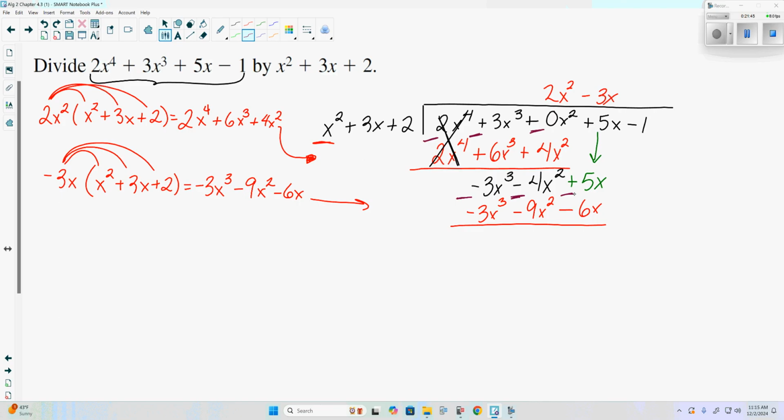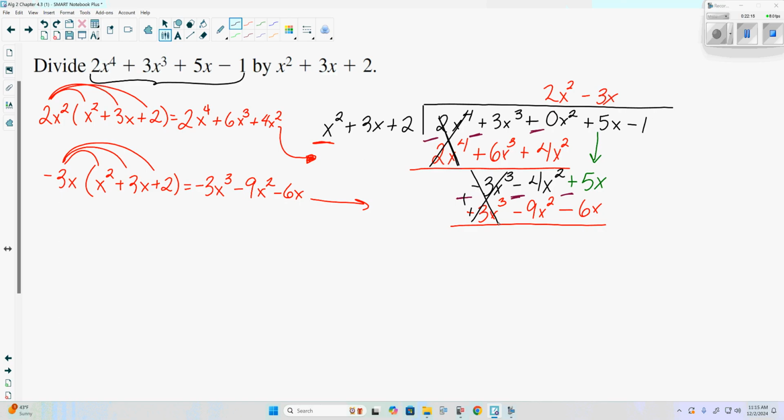Questions on any of this so far? And then the next thing we're going to do is to subtract. Now the first thing we're subtracting is negative 3x cubed minus negative 3x cubed. Negative 3 minus negative 3. The negative negative makes a plus, telling us we have negative 3 plus 3, which is indeed 0. First one becomes 0. Next one we have negative 4x squared minus negative 9x squared.